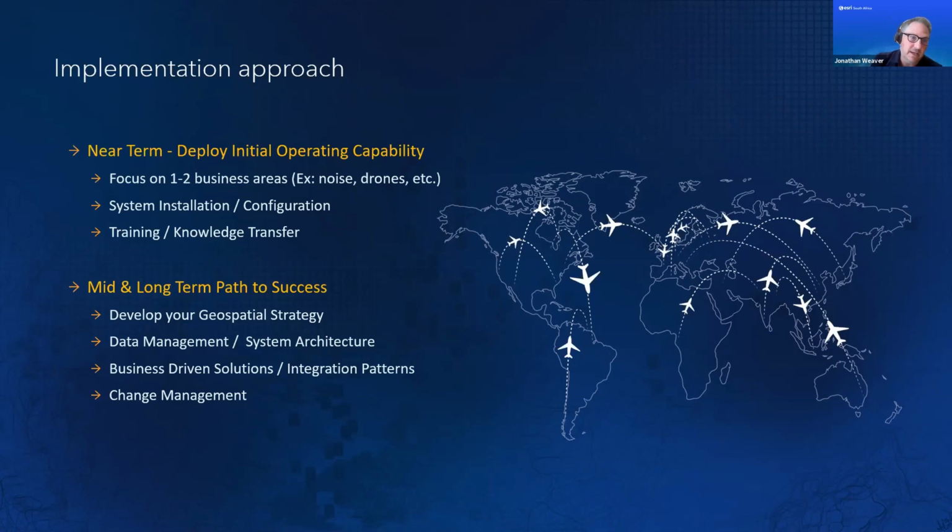But in parallel, you can take a mid to long-term approach as well, which is really establishing what your geospatial strategy is. What are all the different business areas that could benefit from having GIS tools and applications to support their workflows? And then you go through the data management and the system architecture. Defining and outlining what those solutions are, and how do you integrate that with other existing components? And then the last one is change management, because I think oftentimes this gets overlooked. But anytime you go through this digital transformation, you need to have a change management component. And that change management component really needs to be led by someone within the organization. It needs to be staffed and resourced.